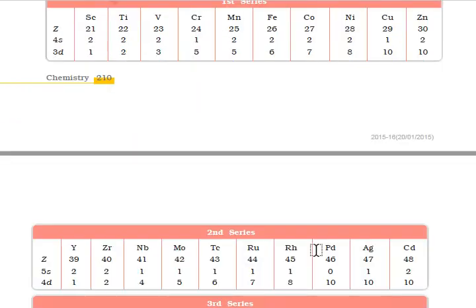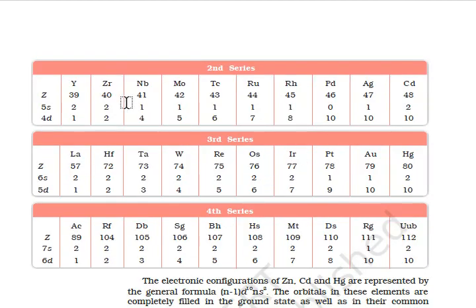Next series is the yttrium series: yttrium, zirconium, niobium, molybdenum, technetium, ruthenium, rhodium, palladium, silver, cadmium. These are the second series elements. Here yttrium has atomic number 39, so it has the electronic configuration of krypton 4d1 5s2. Moving further, one electron will be added in the 4d orbitals till the 4d orbital is filled.